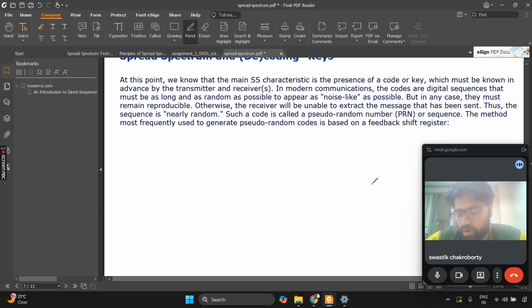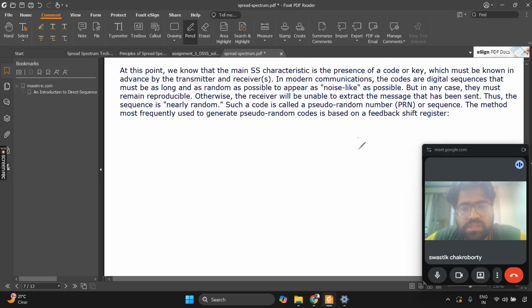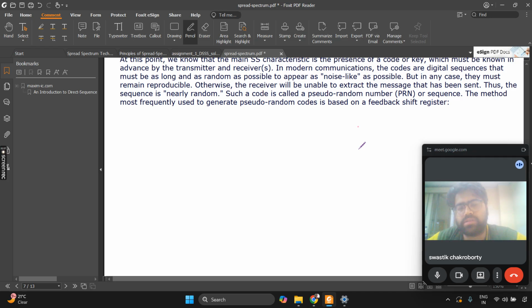So we are not using raw noise because raw noise is not reproducible. It is not controllable. We don't know what we are getting. But here we have to make something that is secure but at the same time reproducible. So we cannot use pure noise. Instead, we use something called pseudo noise. Pseudo noise is ultimately deterministic, but the cost of decoding it is very high, and brute forcing it is nearly impossible. So we have to use a pseudo random code of pretty high length. The pseudo random numbers are generated using a pseudo random number generator, which is based on a feedback shift register.